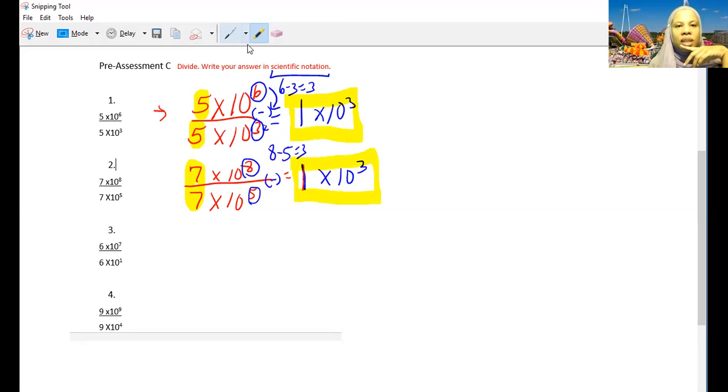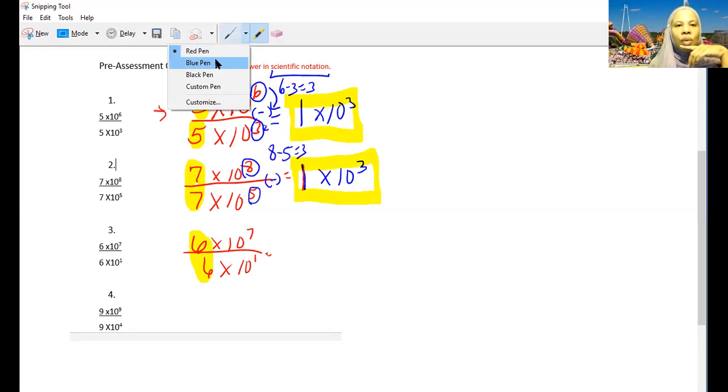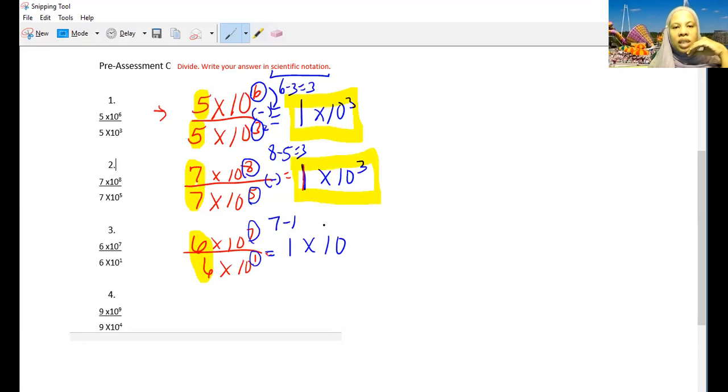All right, the next one, we're going to write it in red. We have 6 times 10 to the 7th power over 6 times 10 to the first power. First thing you do, you divide the numbers in front. 6 divided by 6 is 1. So that's 1 times 10, scientific notation form. And then you subtract 7 minus 1. 7 minus 1 equals 6. So that's 1 times 10 to the 6th power.